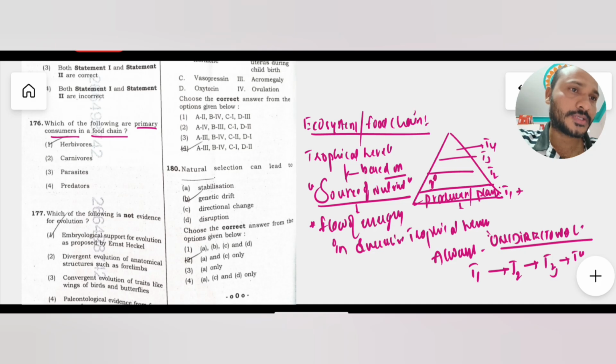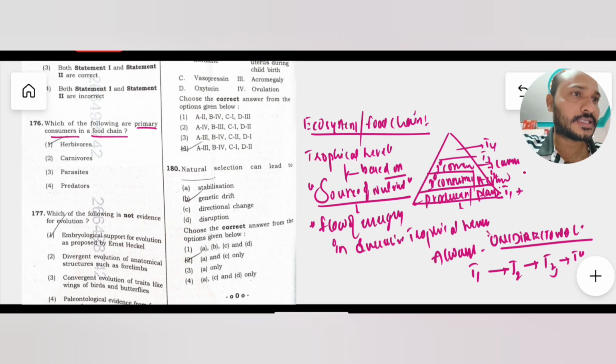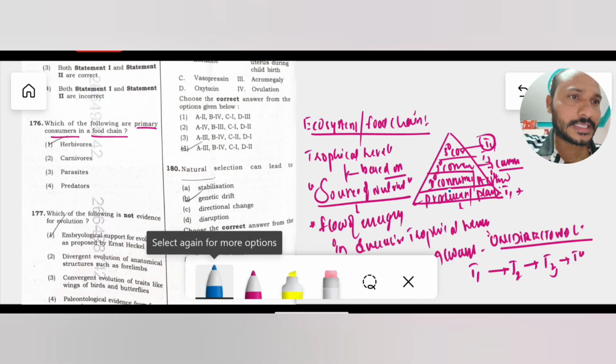Above the producers, we have consumers. There are primary consumers, which are nothing but the animals which eat plants, called herbivores. Then at trophic level 3 we have carnivores, the animals which eat other animals, and tertiary consumers at trophic level 4. In each successive trophic level the flow of energy is unidirectional: from producer to primary consumer, from primary consumer to secondary consumer, from secondary consumer to tertiary consumer only.